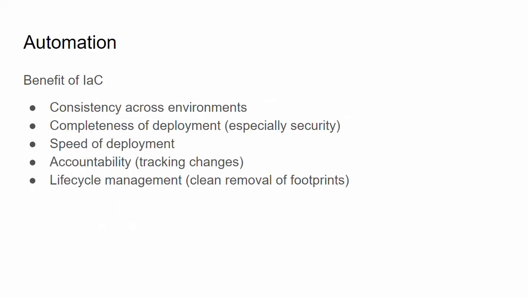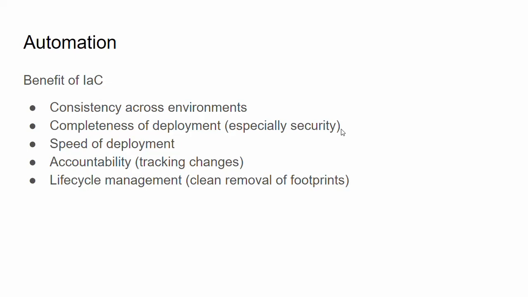So this goes back to automation. The benefit of IaC is consistency across environments, right? You use the same script to create the machine in different environments. They should have the same setup. Then it's about completeness of deployment. You won't miss steps because you forgot. And this is especially true for security. A lot of people all understand security is important, but for some reason they don't want to spend time setting up security things.